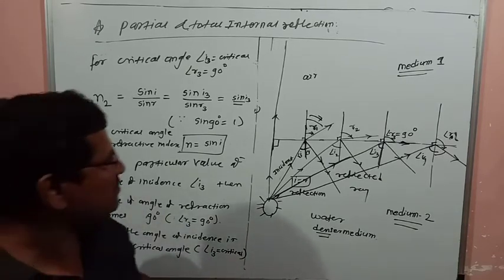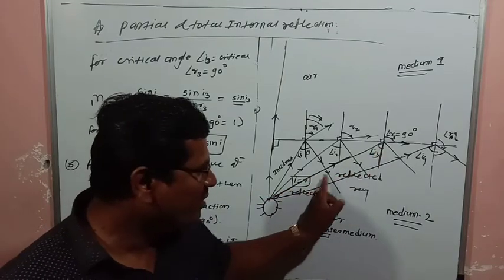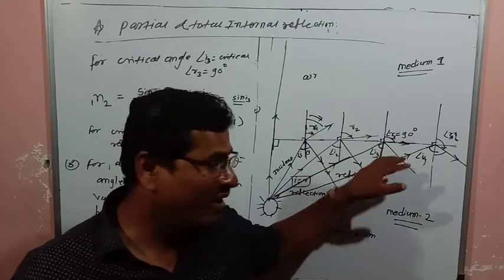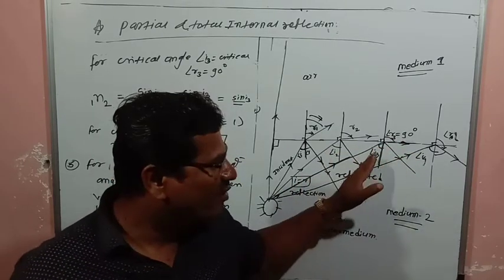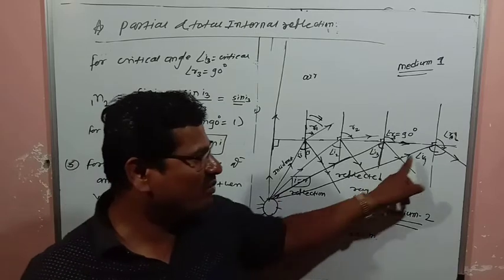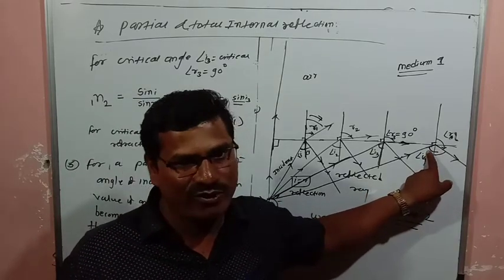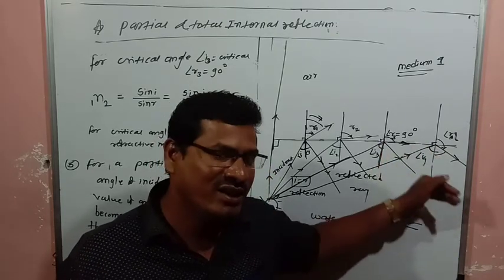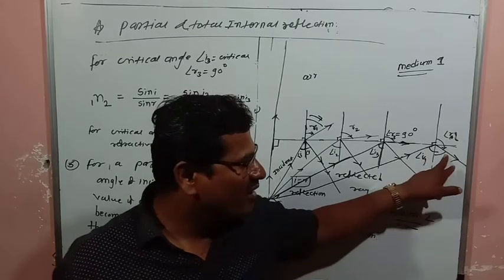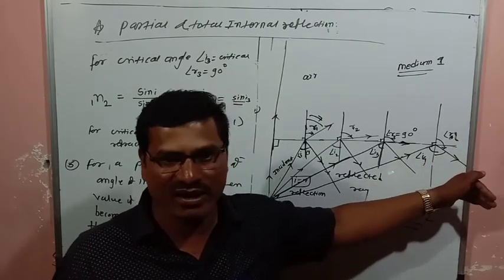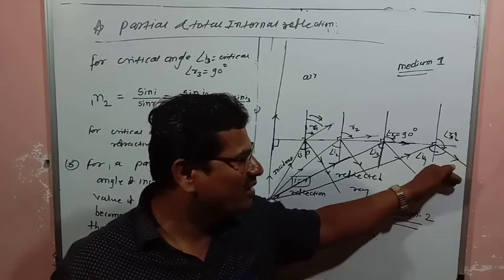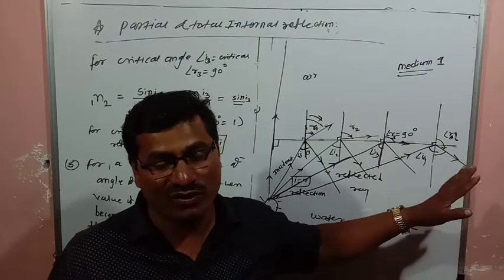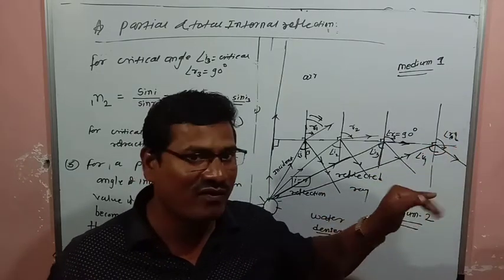Now just give attention: at the critical angle, if angle of incidence is I3, then angle of refraction will become 90 degree. Then you say I3 is critical angle. And now the next last point: if again angle of incidence is increased, angle I4, then if angle of incidence is larger than critical angle, angle of refraction will be larger than 90 degree. All the light will get reflected totally. No part of light will get refracted.